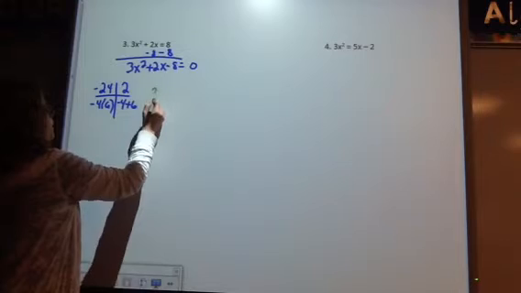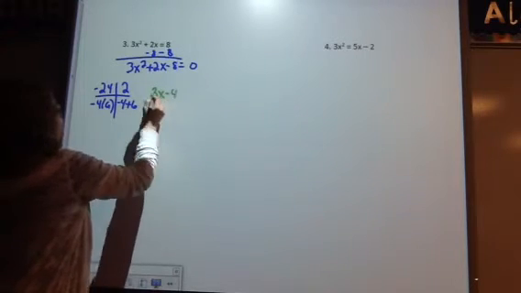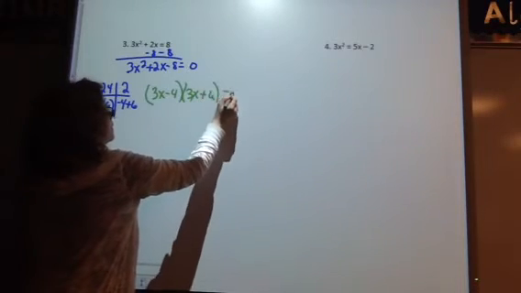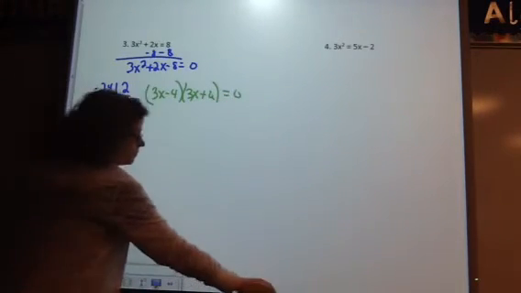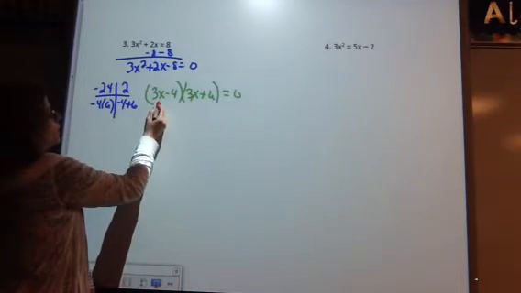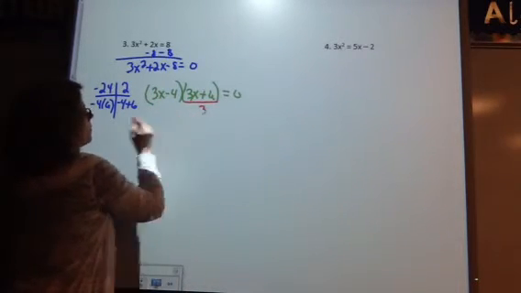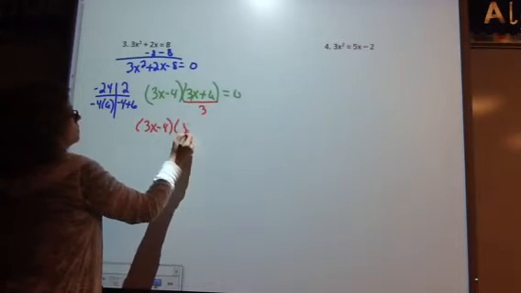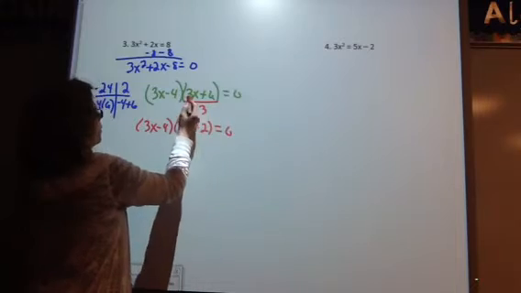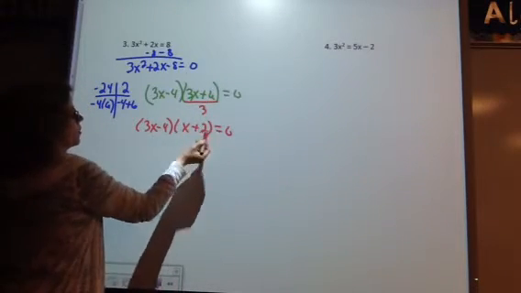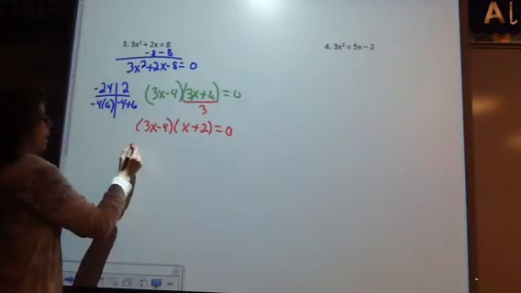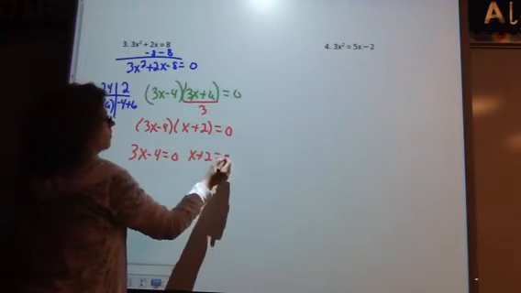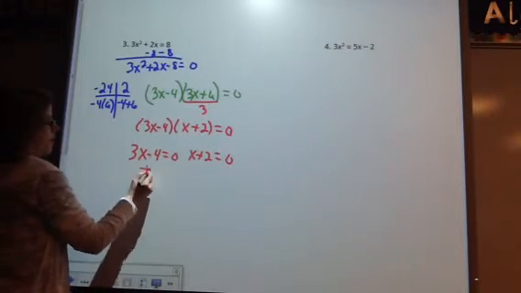All right, so bring down your leading coefficient, minus 4, leading coefficient plus 6. Set that equal to 0. Can we simplify this binomial? No. We can this one by dividing by 3. Three divided by 3 is 1. 6 divided by 3 is 2. Now we're going to use our 0 property and solve for x.